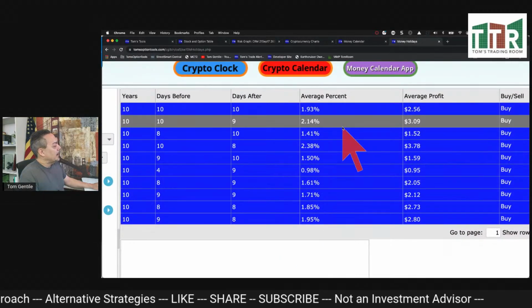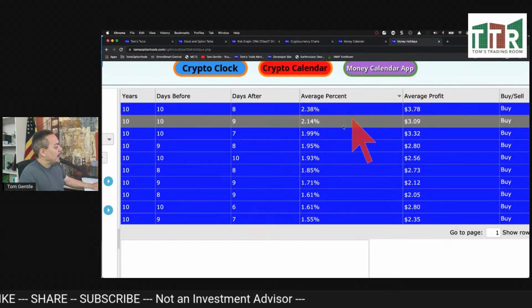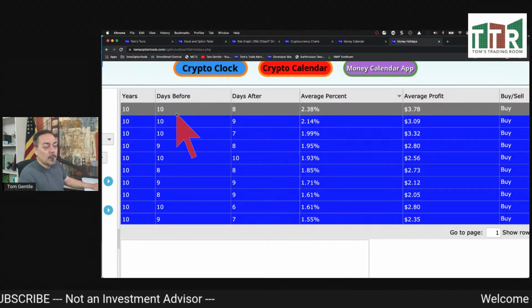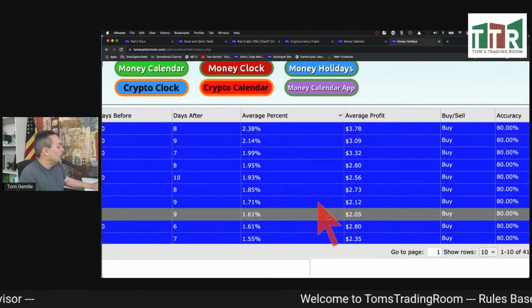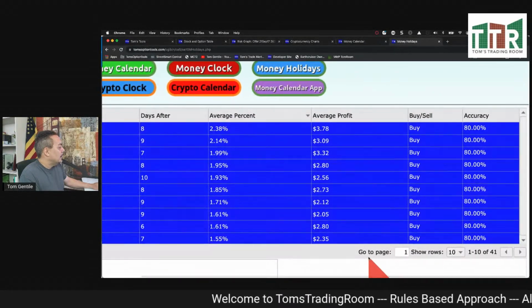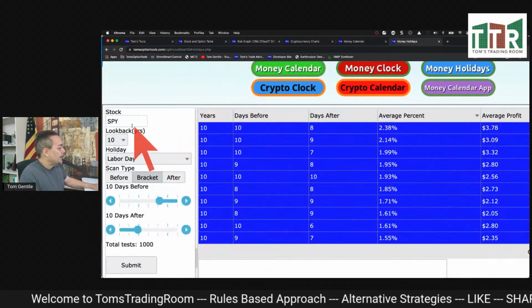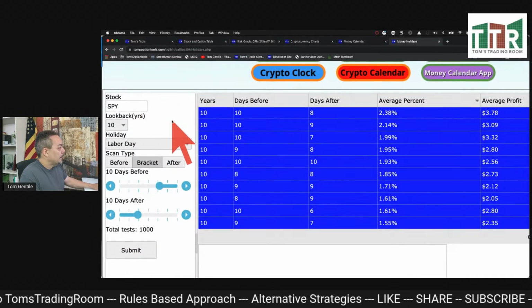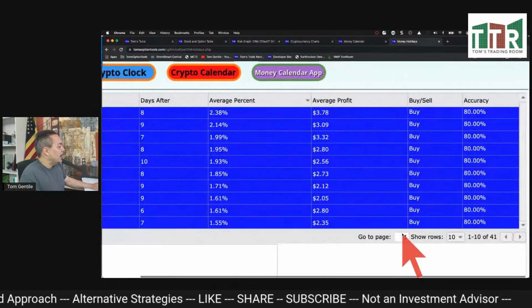So what I can do is I can look at, well, which one had the biggest percent move during that time frame? It was the 10 days before and 8 days after. Gave us a 2.38% move in the SPY. So that's what I'm seeing there, SPY. All right. So there's your trade, and then it's a matter of, guess what?